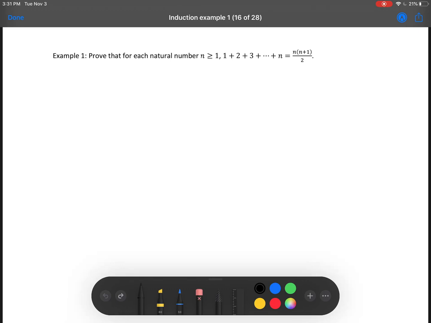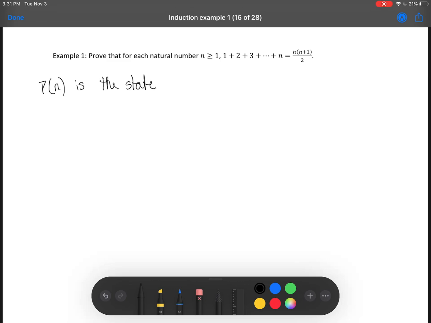All right, so we're going to walk through the scratch work portion of proving that for each natural number n bigger than or equal to 1, the sum of the numbers 1 through n is equal to n times n plus 1 over 2. We are going to prove this by induction, and the reason we're doing that is because we're trying to show that this is true for all of the natural numbers that are greater than or equal to 1.